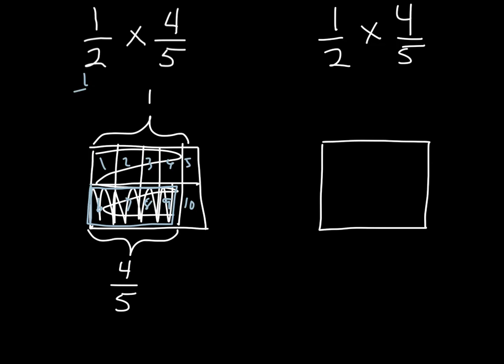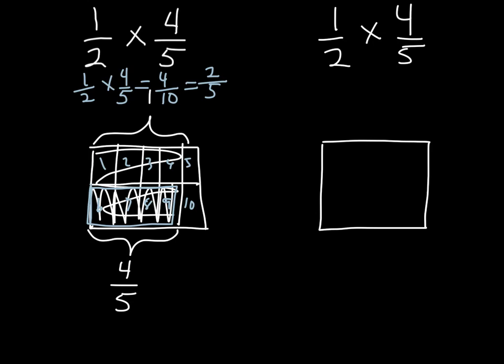I can show that up here by multiplying 1/2 times 4/5. I'm going to multiply 1 times 4 and 2 times 5, and I get 4/10. Both of those are even numbers, so I know they can both be divided by 2 to be simplified. So simplest form of 4/10 is 2/5.